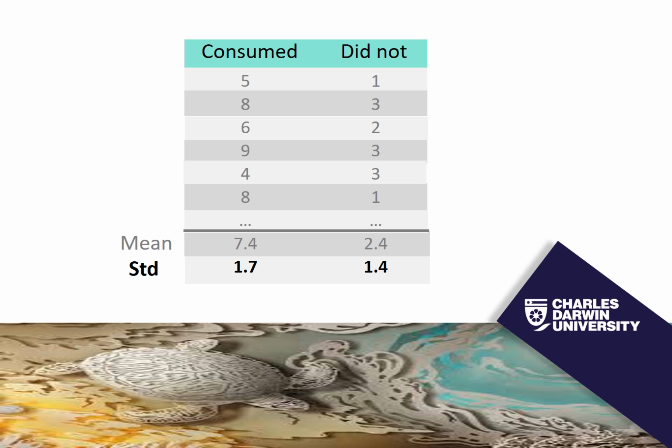Although not strictly correct, the standard deviation is roughly the average extent to which each rating differs from the average or mean of that condition. So roughly speaking, on average, the happiness of each person who consumed ice cream differed by about 1.7 from that mean of 7.4. Likewise, on average, the happiness of each person who did not consume ice cream differed by about 1.4 from the mean of 2.4.